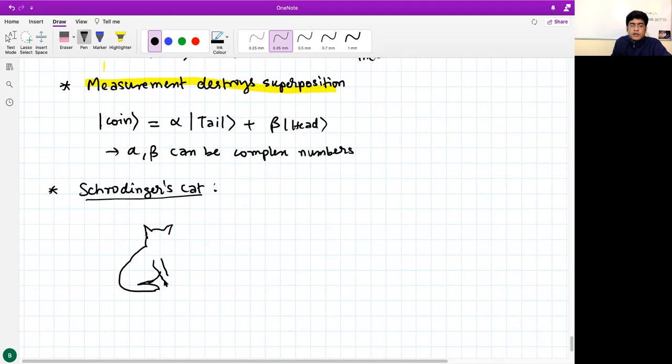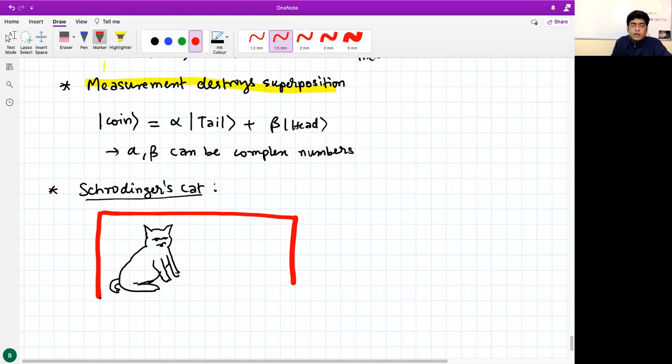So say this is a cat given to you. Let's say it's a cat. If it's in a box, let's draw the box. It's in a box. Now this is one of the simplest cases which I'm going to discuss.